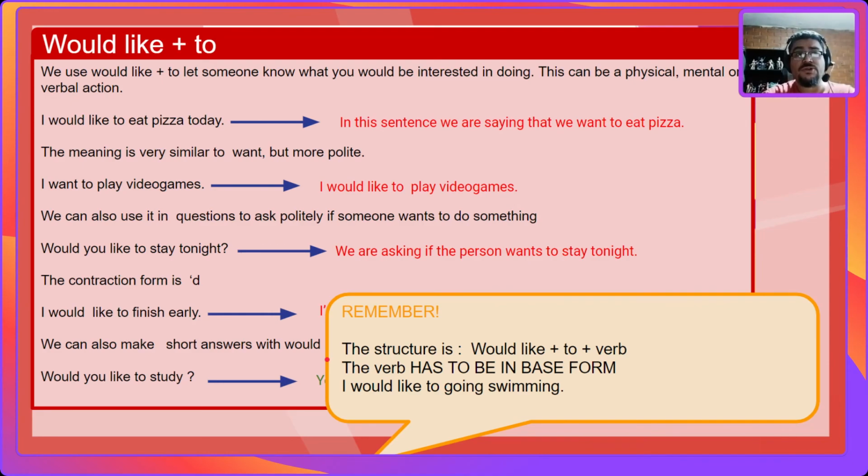Remember, the structure is would, like to, and verb. The verb has to be in base form. So if I say "I would like to go in swimming," it's incorrect. We will have to say "I would like to go swimming."